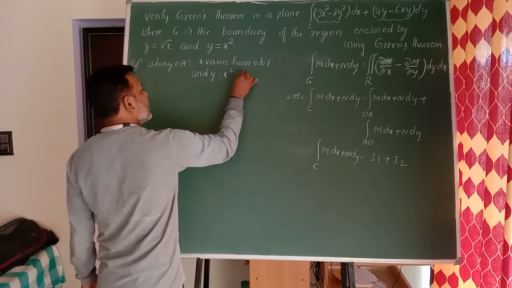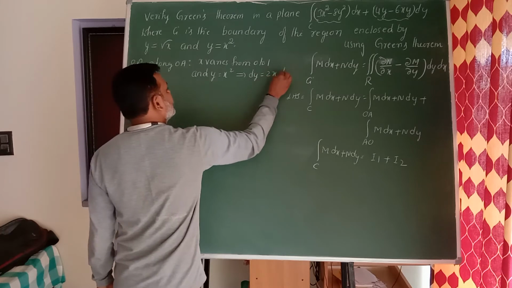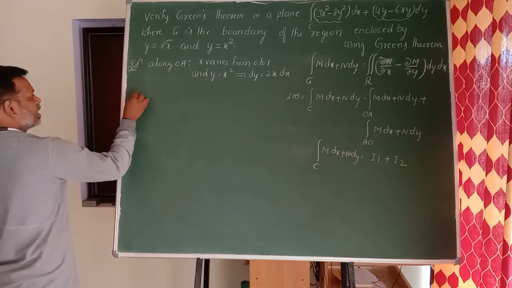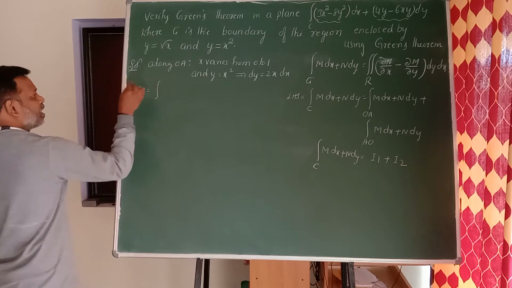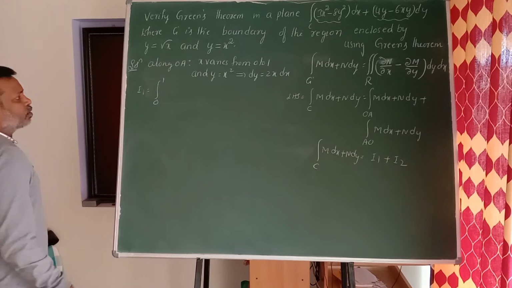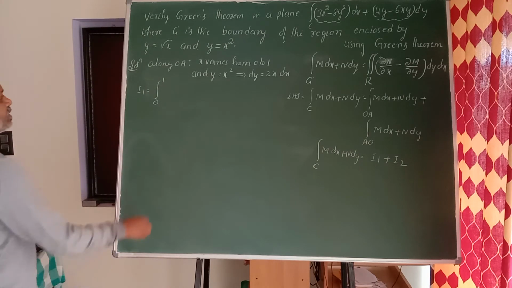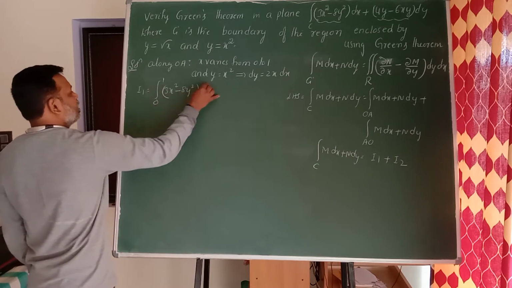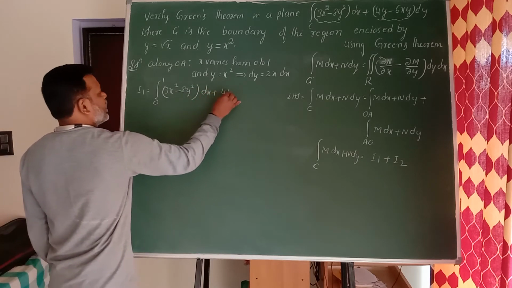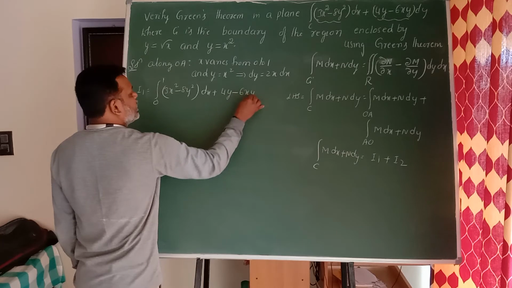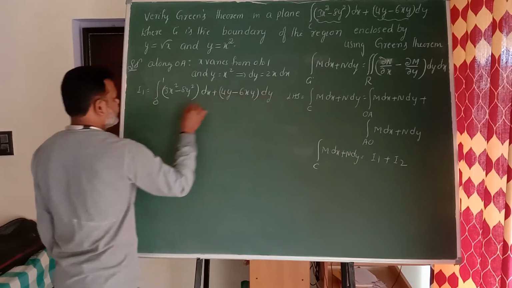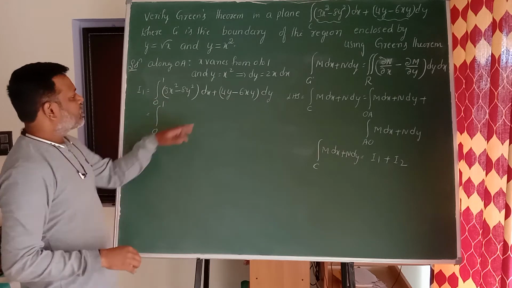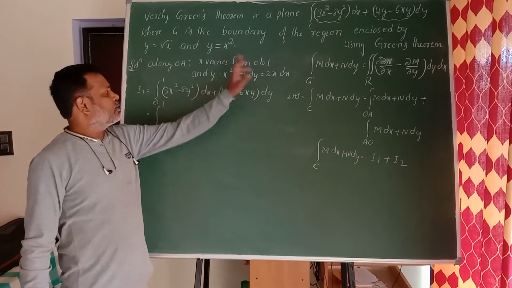Then if you differentiate this, dy is equal to 2x dx. Now I1 is equal to the integral along OA from 0 to 1 of M dx plus N dy, that is (3x square minus 8y square) dx plus (4y minus 6xy) dy. Just simplify this. This is a line integral from 0 to 1. So wherever you find y, put y equal to x square and dy equal to 2x dx.